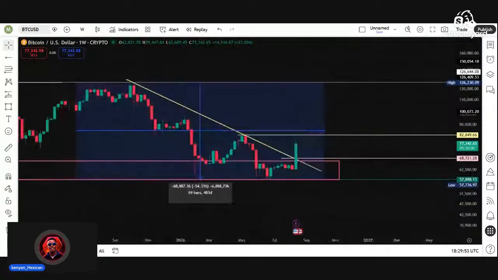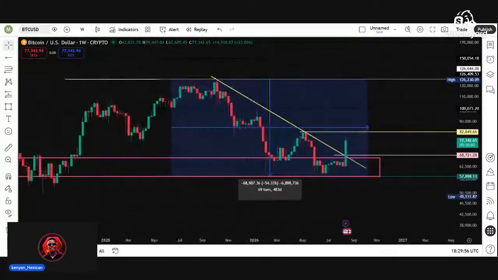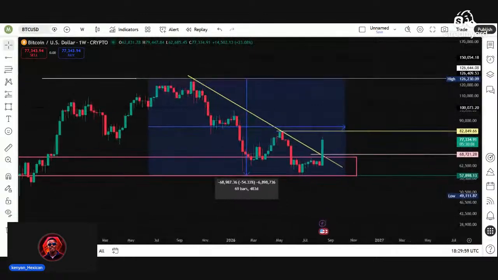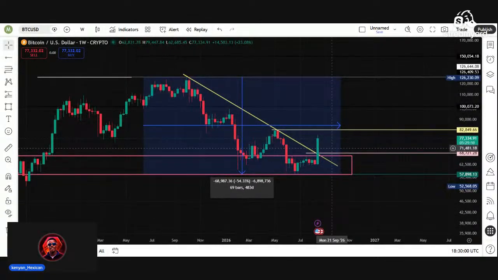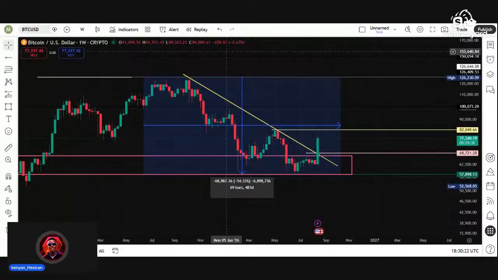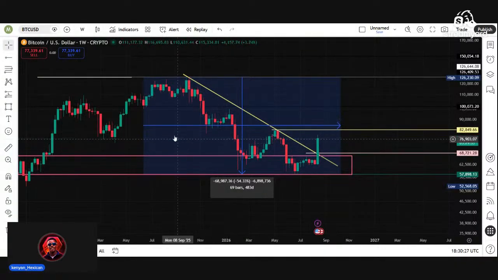Okay, so this current move where prices shot up, you can see it has broken out of this yellow trend line. It's now bringing us to attention. Analysts are looking at these zones and making decisions. After this move, it's quite common that price will look to retest that zone once again.